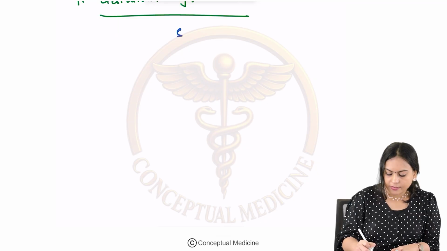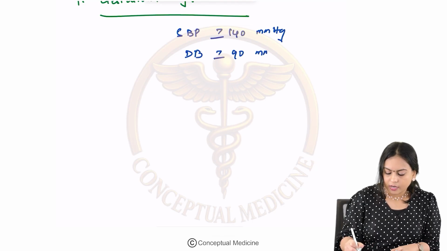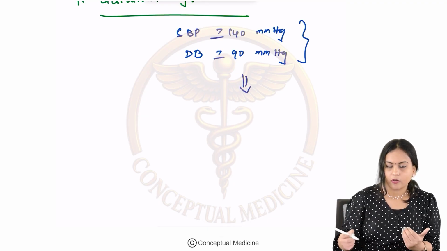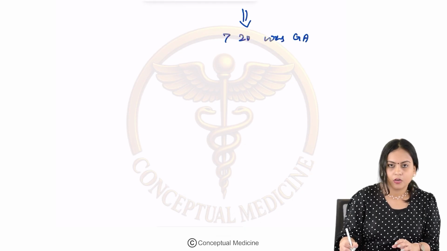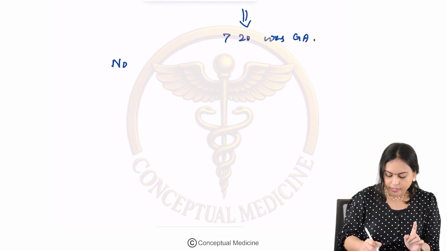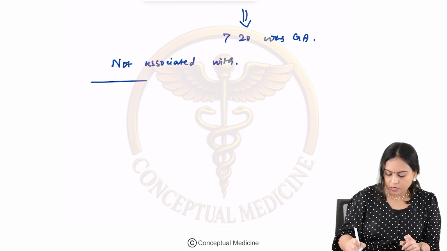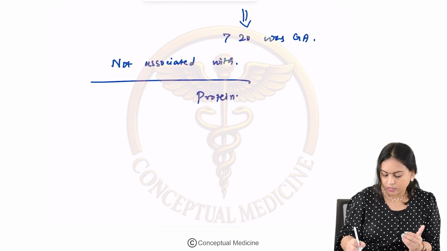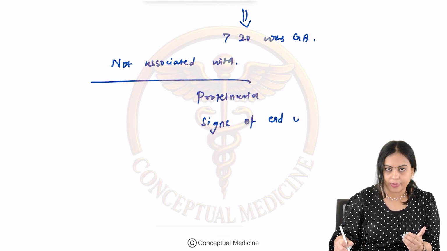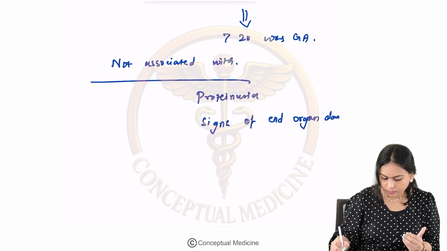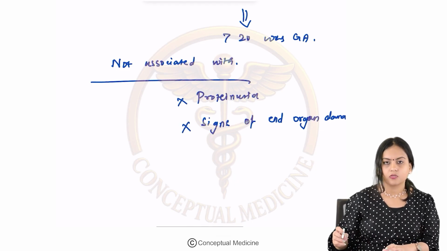See here, as we have seen, the systolic BP can be equal to or more than 140 millimeter mercury, or the diastolic BP is more than 90 millimeter, or both are seen, and this recording of BP should be done after about 20 weeks of gestational age. And remember, importantly, it is not associated with proteinuria or signs of end organ damage. So these two are absent.